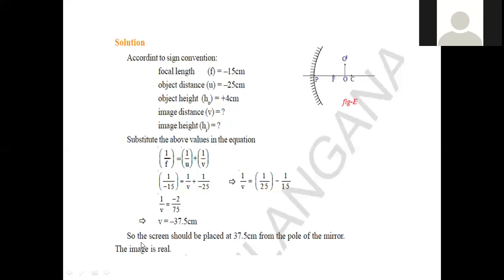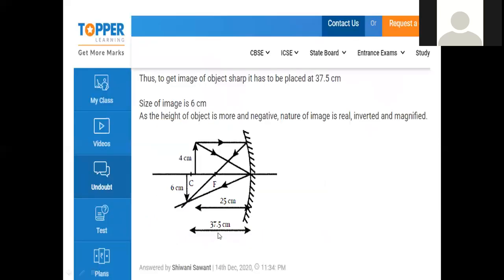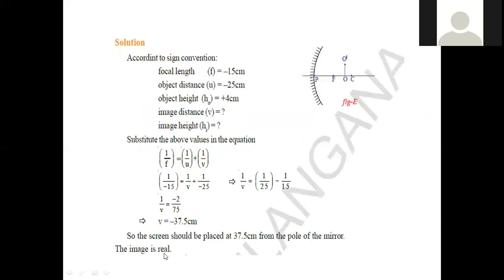So one part we derived. Now let us move on. The screen should be placed at 37.5 centimeters from the pole of the mirror. And when you see this, the image is a real image. How can you say the image is real? Two conditions are there. If the image is formed on the screen, that will be real. If the image is formed behind the mirror, that will be virtual. You can clearly observe that. So the image is formed near this object only, and that is inverted. So that's the reason why you can say it is a real image, right?